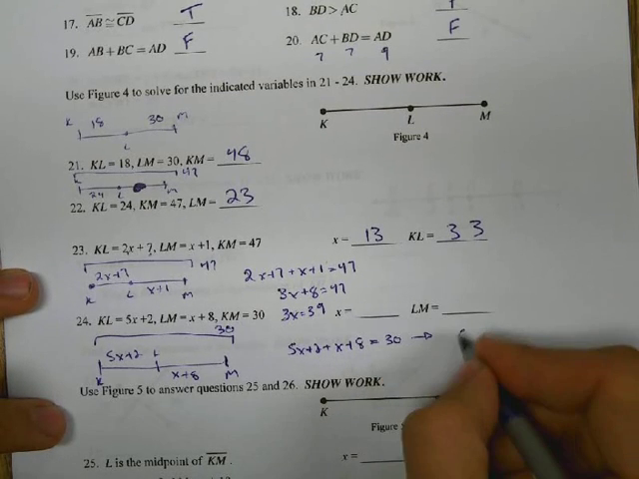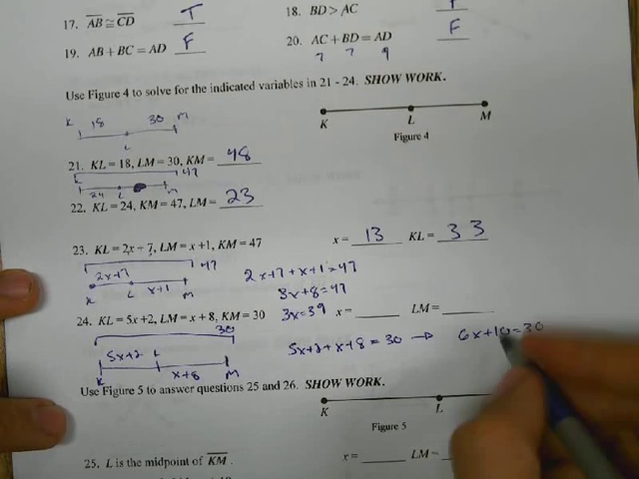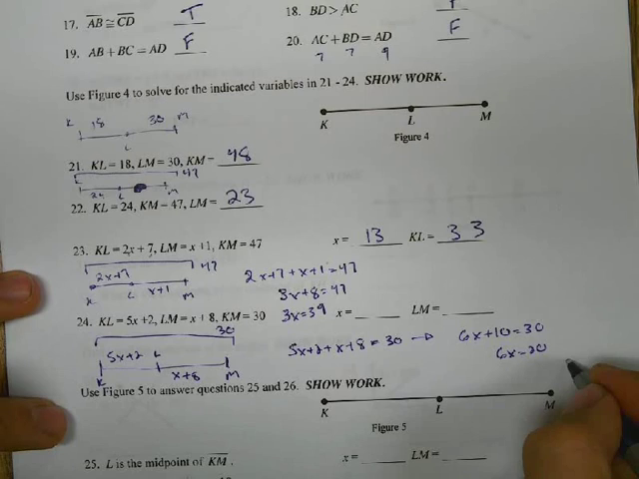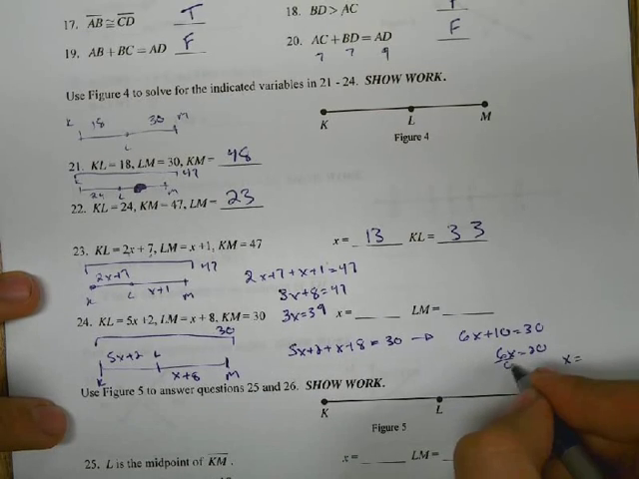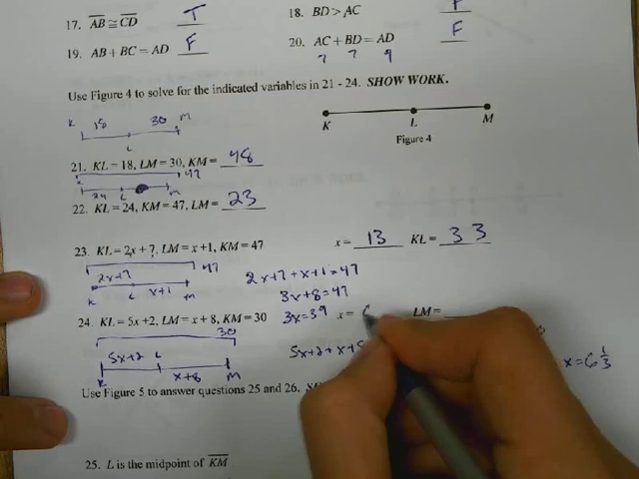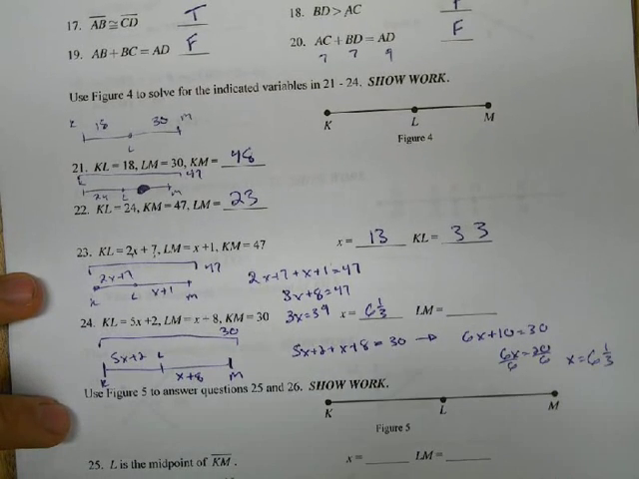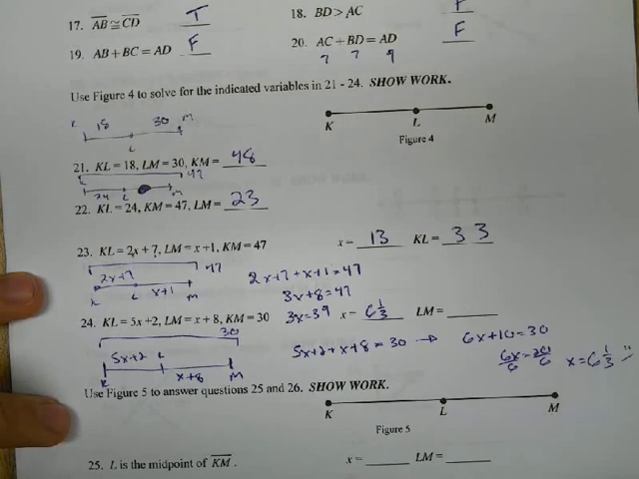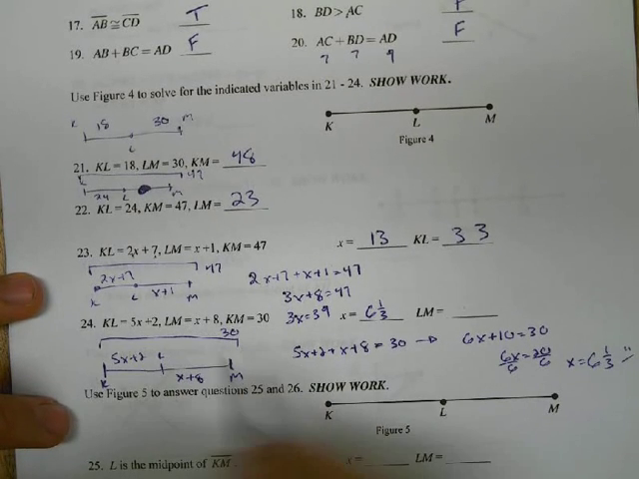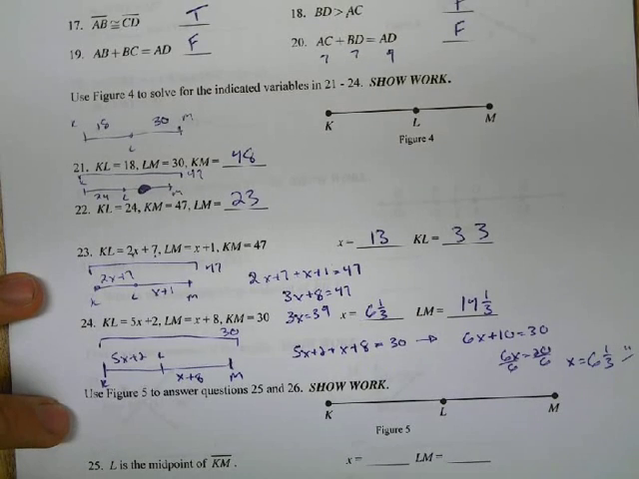From here, I get 6x plus 10 is equal to 30. Subtract the 10 from both sides, you get 6x is equal to 20. Divide the 6 off, and you'll get x is equal to 6 1/3. You can list it as 6.3 repeating, but I wouldn't. I would leave it as the fraction. And then it wants LM. So I have 6 1/3 plus 8 gives me 14 1/3 for that piece.